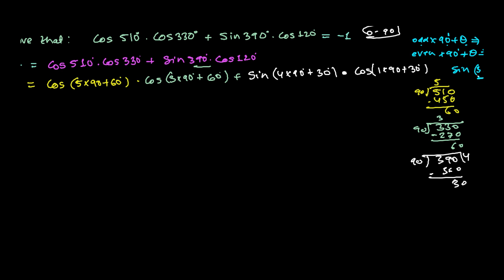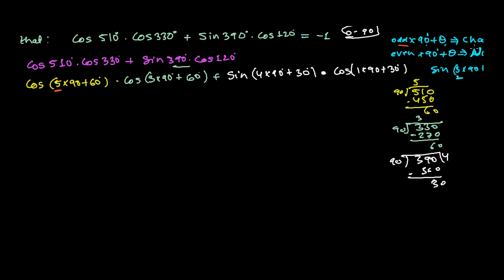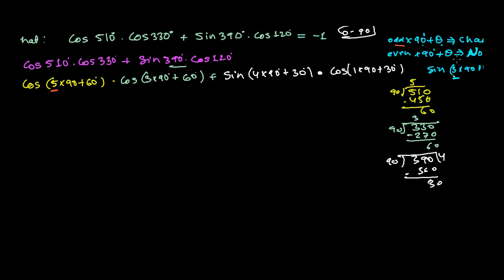And now we need to apply the trick. All right, so see here, get ready for the trick. This 5 is an odd number, so whenever we have an odd number, as I had told you, the value gets changed. Change means cos will convert into sine 60 degree.